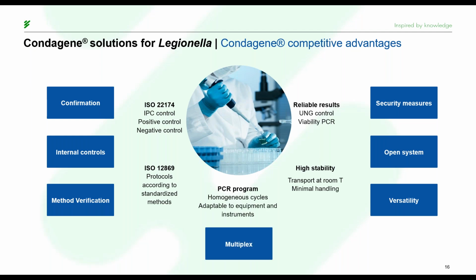And finally, Condagene is a product that is highly compatible with thermal cyclers on the market, and thanks to the homogeneous number of cycles common to all the kits, the different Condagene kits can be used on the same plate, of course, in different wells, that is performing a kind of multiplex. And since we have reviewed the solutions that Condagene provides us, now let's see the method for Legionella.